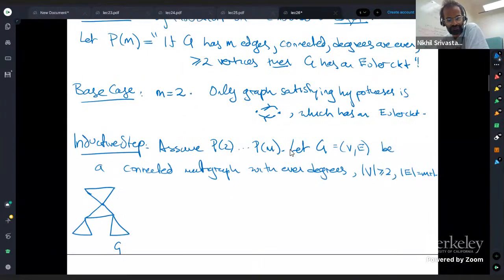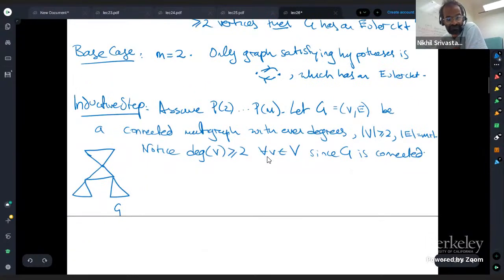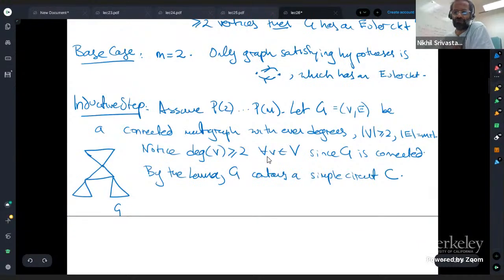So for G, all the degrees are at least 2 because they're all even and they can't be 0 because it's connected. So notice the degree of v is at least 2 for all v in V since G is connected. You can't have 0 degree vertices. So by the lemma, there exists a cycle C. Now we don't have any control over what C is. It could be anything.